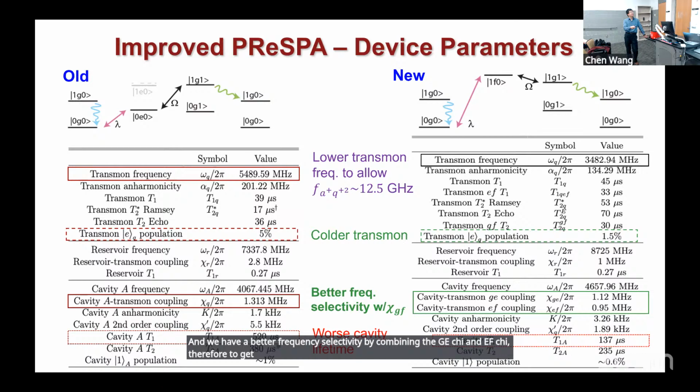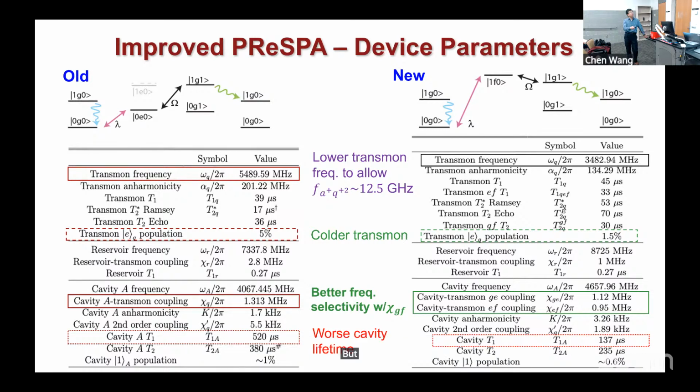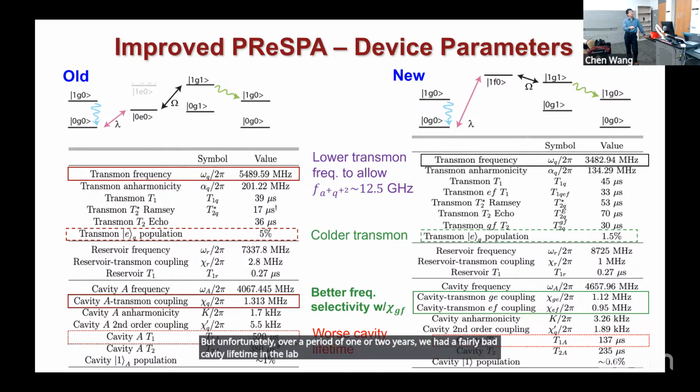And we have a better frequency selectivity by combining the GE chi and the EF chi, therefore getting a faster correction. But unfortunately, over a period of 1 or 2 years, we had a fairly bad cavity lifetime in the lab. So this is done on a much worse cavity. If the cavity lifetime is better, we would have a better experimental outcome for this experiment.